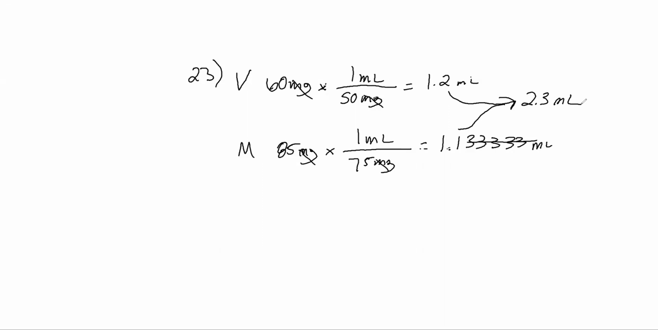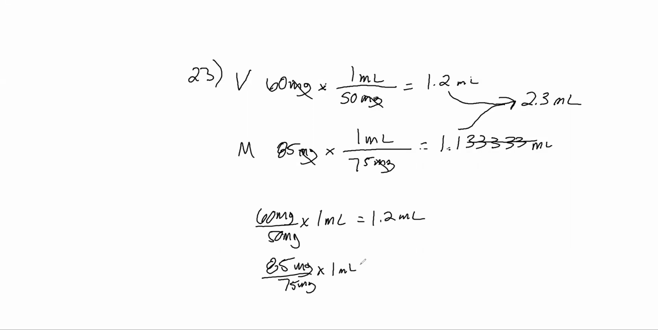And again, if you're somebody who likes to do desired over have, you're welcome. You would just write this as 60 over 50 times 1 to get your 1.2. And then you would write the 85 over 75 times 1 to get your 1.1333 repeating milliliters.